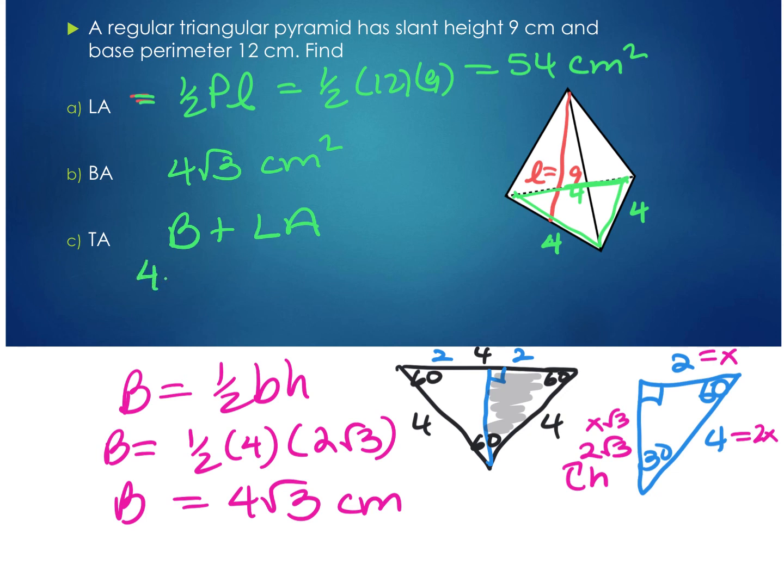So remember, total area, it's the base area plus the lateral area. So the base area was 4 square root 3. Lateral area was 54. If it asks you to leave it exact, you would leave it like that. If it says round to the hundreds place, this is where we need to use the square root button. And then once we do that, we get 60.93 centimeters squared for total area.